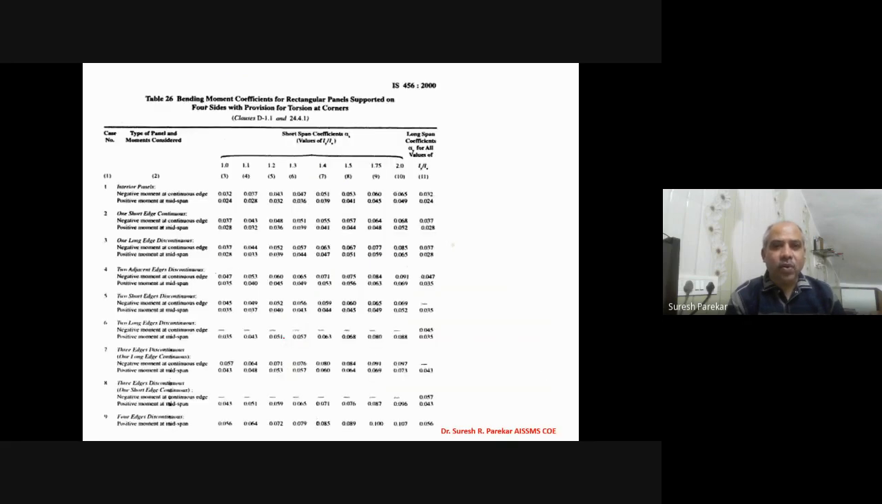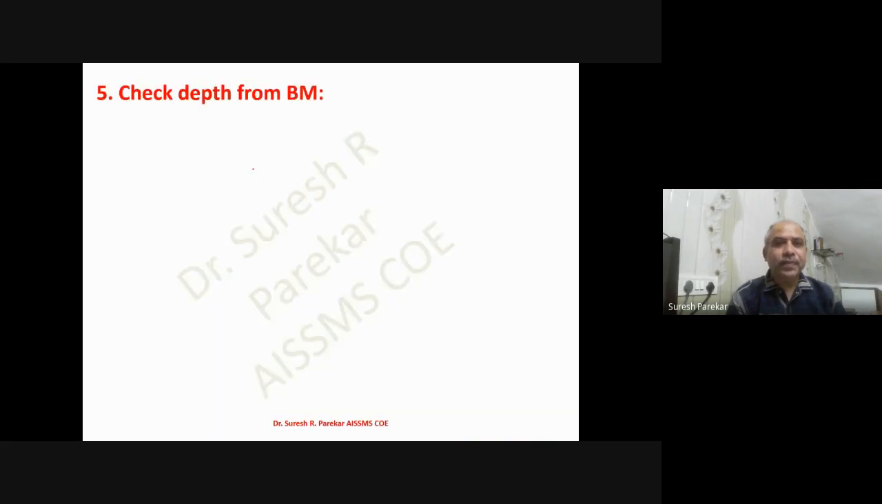So now if we go to restraint slab, you can see for alpha y, Ly by Lx is not given directly, alpha y value is given, which is for all Ly by Lx. But for short span coefficient alpha x, that depends upon Ly by Lx, and we have to interpolate if we have values between these two. Then check depth from bending moment consideration.